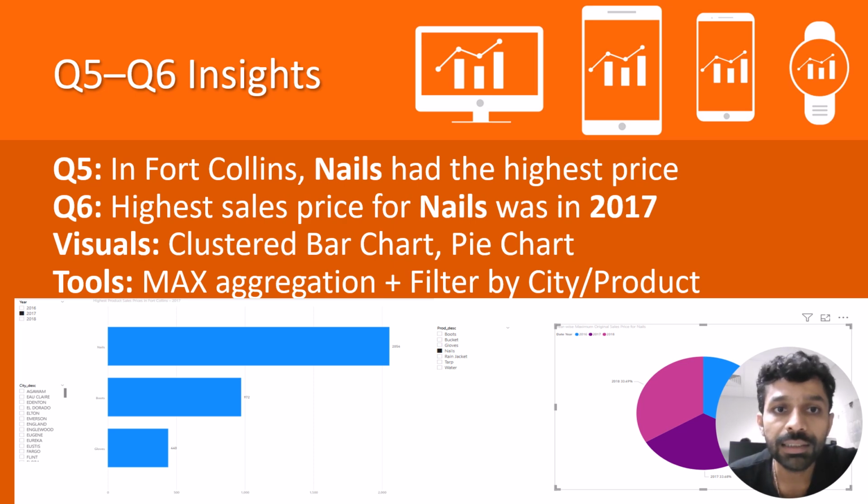For question 6, we explored the same product, nails, across the different years. We used a line chart where we placed year on the x-axis and the sales price on the y-axis, using max again. This helped us find the year when nails had the highest original price.